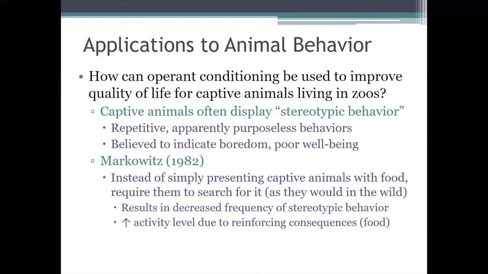Now, of course, with those examples, we're talking about using operant conditioning to improve the quality of the animals' lives. But while we're covering these applications to animal behavior, I also want to show you one last video here, which is about how operant techniques with animals can be used to improve human lives too.